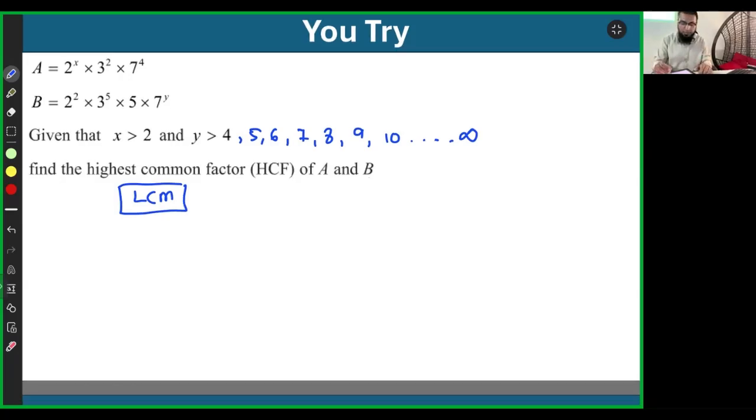So your correct answer is 2 squared times 3 raised to the power क्या बनेगा? Squared and then 7 की power 4. Exactly. जी, Abdul Rahman bhai, can you just tell me मैंने 5 क्यों नहीं choose किया? Why didn't I choose 5 in my answer?